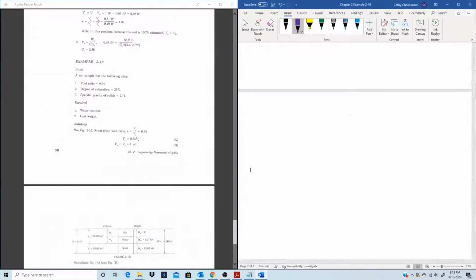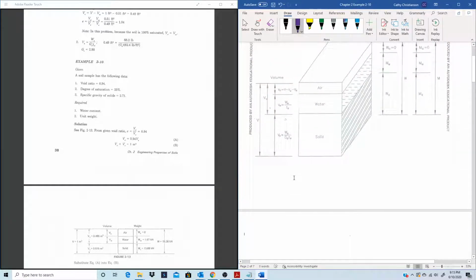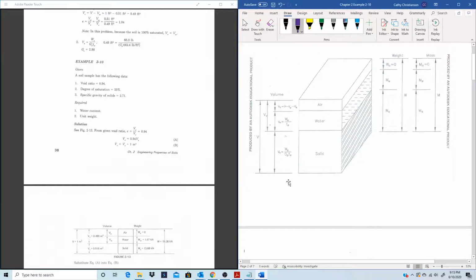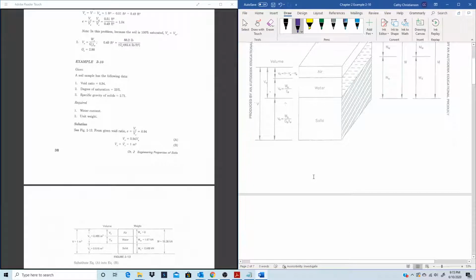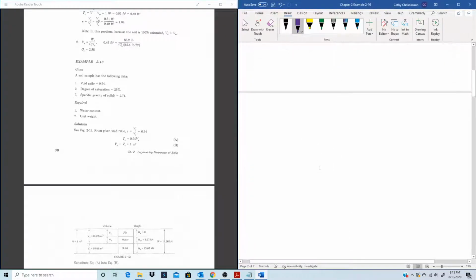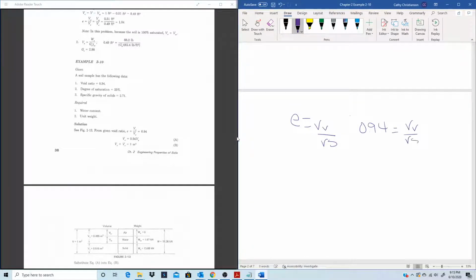Alright, so we're going to pick up and work example 210. So I'm going to start again with my chart, again a metric one. So I'm going to go ahead and dive right into it. It gives us void ratio, which is e equals VV over VS, and that is 0.94 equals VV over VS.